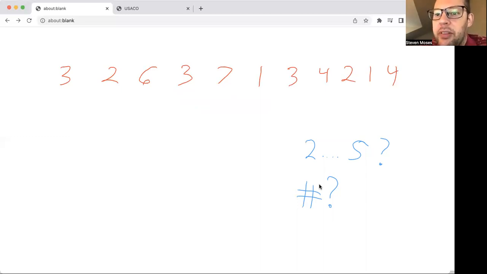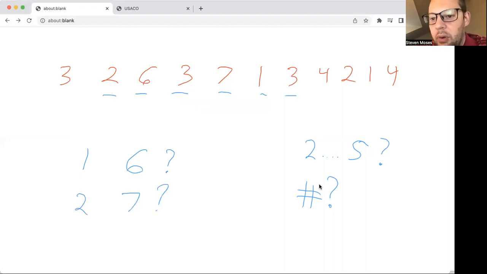So for example, let's say the question was just to find out what the total is for a certain set. So I want to know, from indexes 1 through 6, what is the total? That would be 1, 2, 3, 4, 5, 6. Now, ordinarily, I would have to add all these numbers up: 2 plus 6 plus 3 plus 7 plus 1 plus 3, which is fine. But let's say the very next query is, what about 2 through 7? What does that add up to?